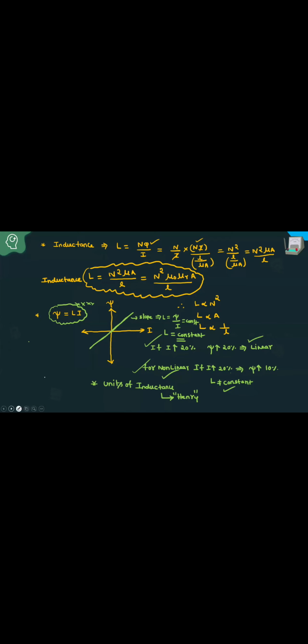Now we have to calculate the voltage across the inductor. The voltage across the inductor is nothing but the voltage drop across the inductor. Voltage across the inductor is nothing but voltage drop across the inductor.